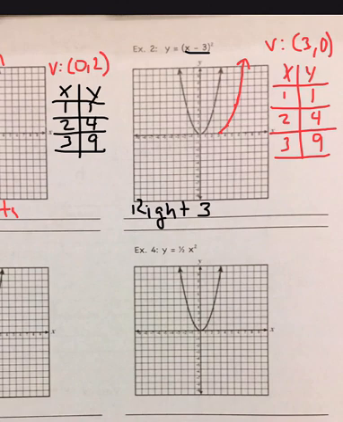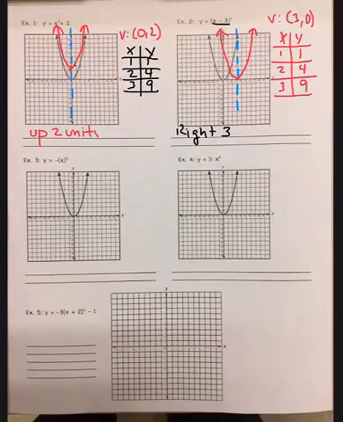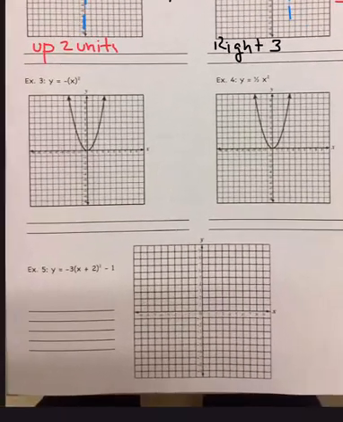My axis of symmetry is at x equals 3. And so then I can just make my other points on the opposite side because it's symmetric. And we want to make it U-shaped. So there's the first two. Alright, let's look at number 3.